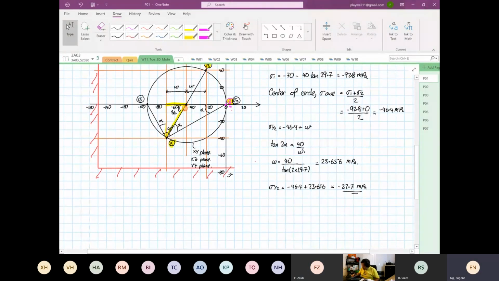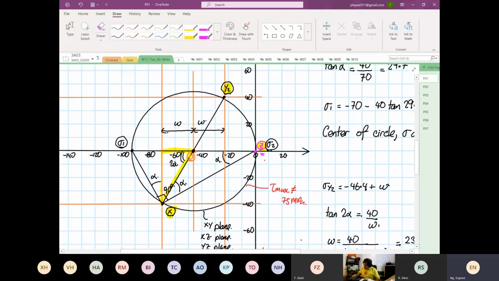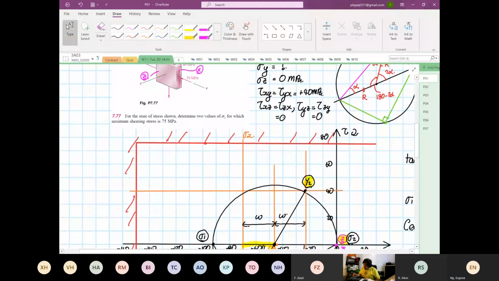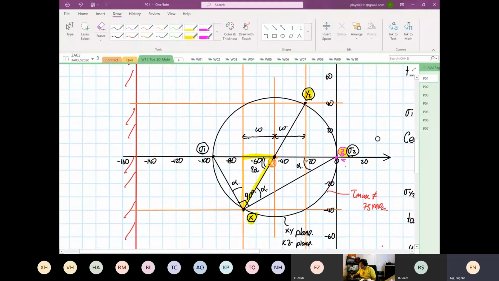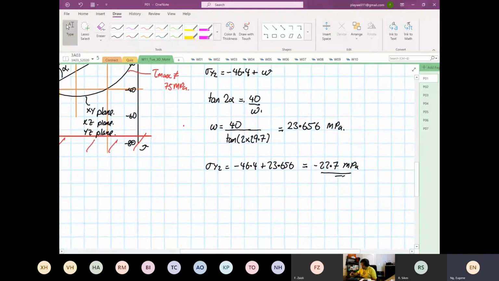So the answer is the maximum radius is not equal to what? 75 megapascal. Because for which the maximum shear has to be what? 75 megapascal. So for this reason, this solution over here is not valid.